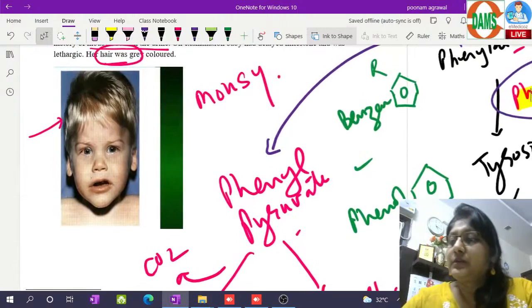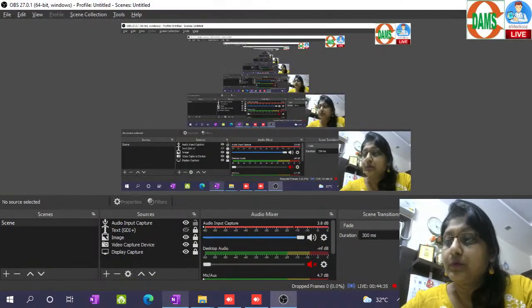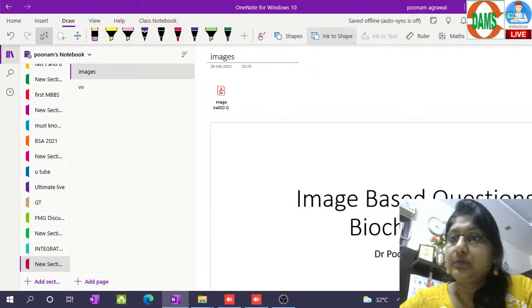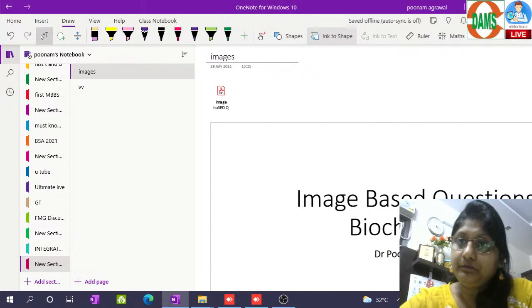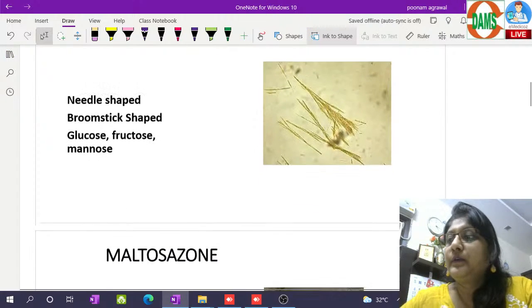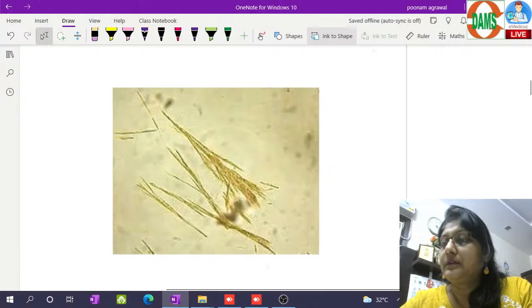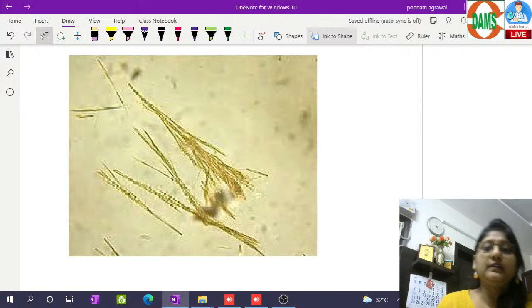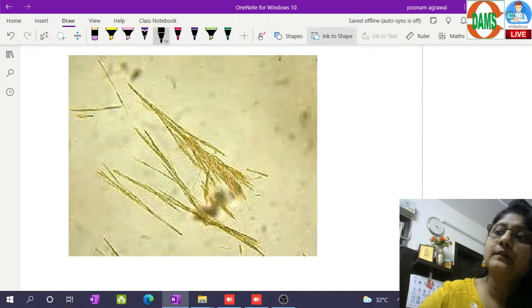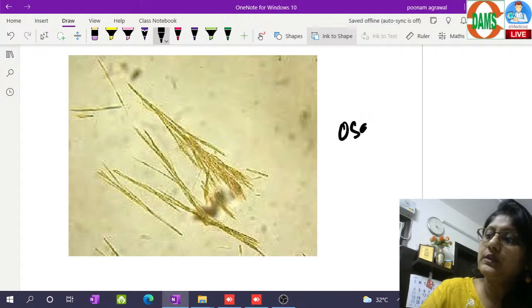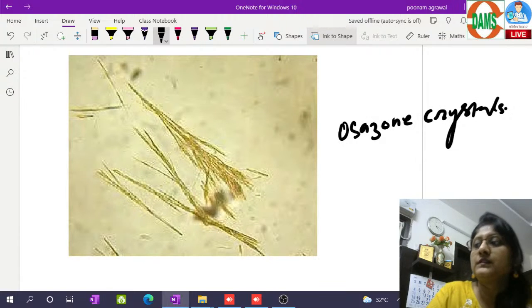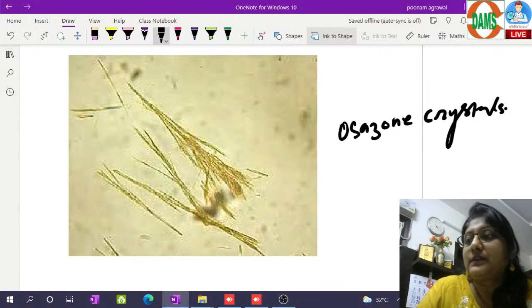Alright, very good. So now let's discuss a few more questions, and coming to this slide, where I have just shown certain crystals which are seen under the microscope. Can you identify these crystals? These are osazone crystals, which probably you have seen in your first year MBBS. Under the microscope, these are crystals.